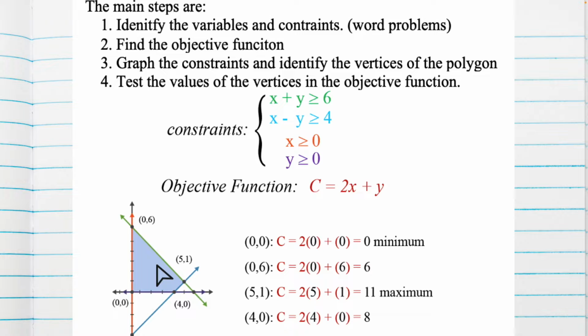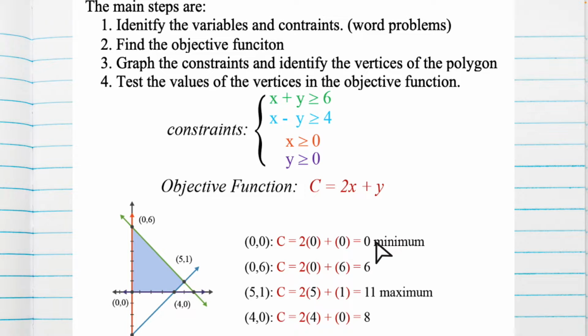So I'm going to look at all 4 vertices here. I have 0, 0, that's the first one. And then I have 0, 6, I have 1, 5, and 4, 0. So you can see here are the 4 coordinates. And what they're going to do with this objective function is literally plug in the coordinates. So instead of x and y, I have 0 and 0. So 2 times 0 is 0, plus 0 is 0.